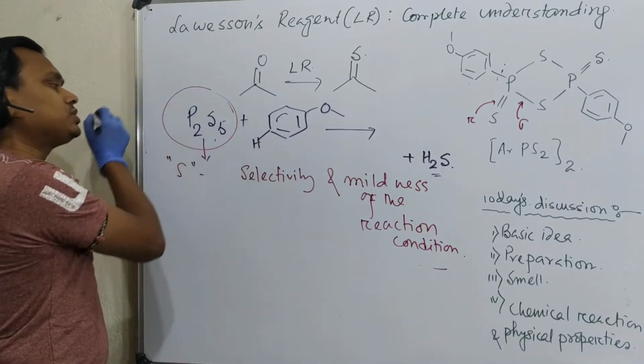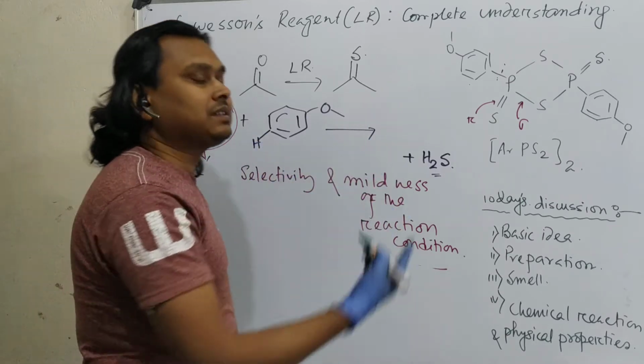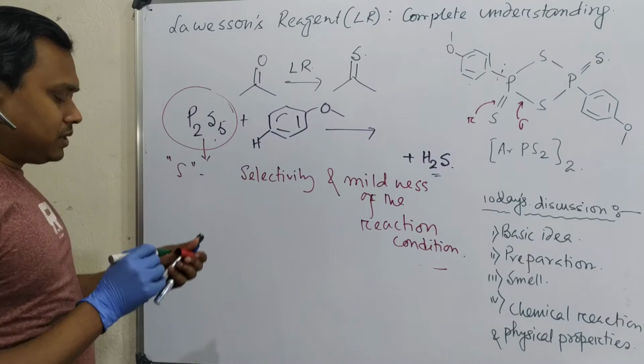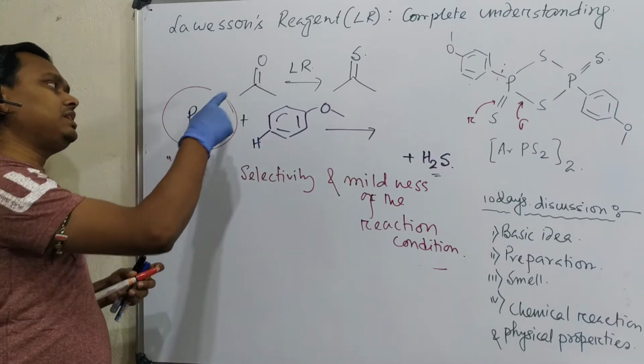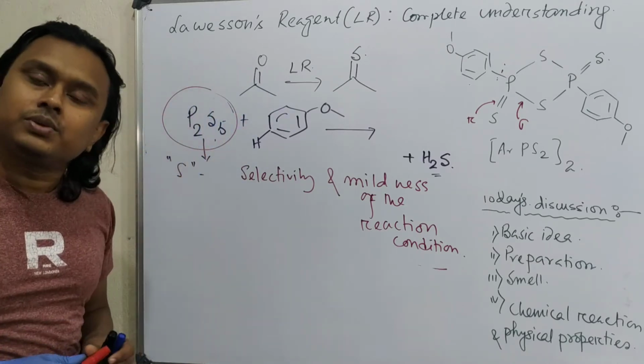Why don't we use this P2O5 directly rather than preparing another reagent? Okay, fine. The same problem means this phosphorus sulfur bond is there. Stability is there. Why? That's why it also reacts with carbonyl to get the final product.